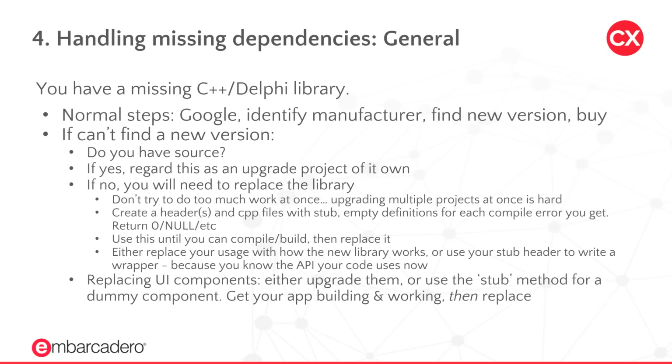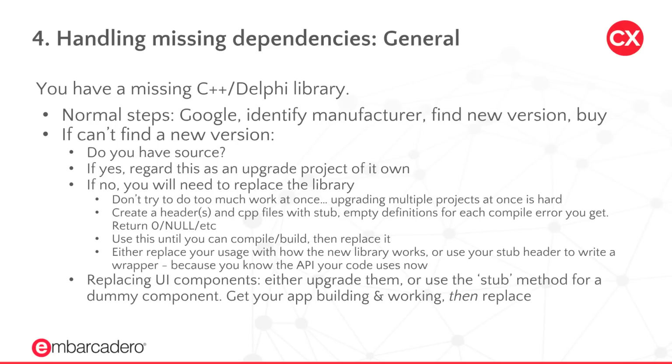So in general, when you have a missing C++ or Delphi library, the normal steps that I'm sure you already expect to follow are to Google and identify the manufacturer and find a new version and buy it. And that seems straightforward. If you do that, then you can find a new version of the library and use it. Now, depending on the sort of time distance, the number of versions, that kind of thing, between the old version of the library and the new version, you may still have work to do, but it will be fairly straightforward. You'll usually find that a library will have generally the same API, the same interface.